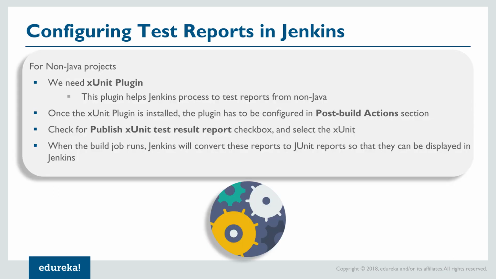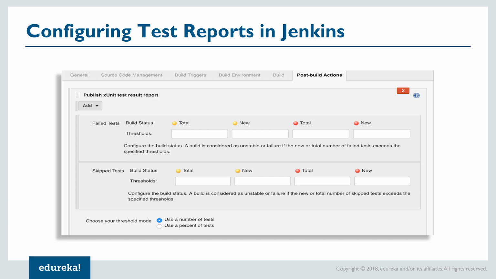So those were about the Java projects. For non-Java projects, we need to have the JUnit plugin. This plugin basically helps Jenkins process test reports from non-Java based projects. And once this plugin is installed, you can go in and configure this inside the post build actions section, which we have seen already. So you just need to check the publish JUnit test result report checkbox and select the JUnit. When the build job runs, Jenkins will convert these reports to JUnit reports so that they can be displayed in Jenkins. So this is one of the screens, how it looks if you are using the JUnit test result report plugin in Jenkins.